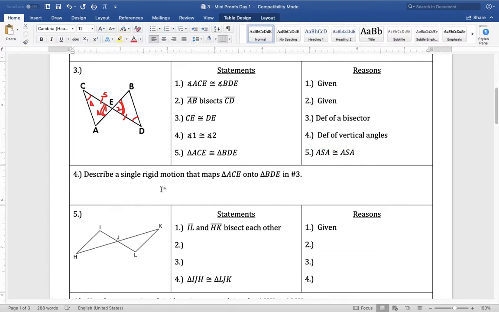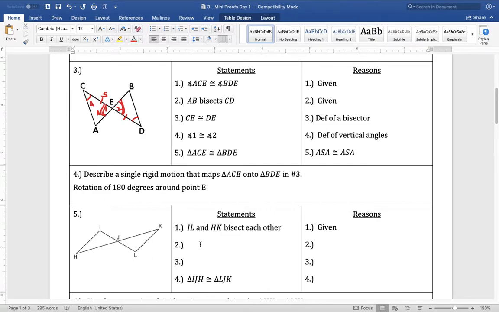All right, describe a single rigid motion. Well, we've got to be careful here because we know C is going to map to D. We know A should map over to B. And then these two angles are going to map to each other. So if we rotated C 180 degrees to D, rotated A 180 degrees to B, we would have the two triangles congruent. So we would say it would be a rotation of 180 degrees around point E.